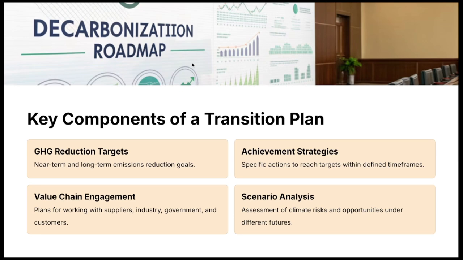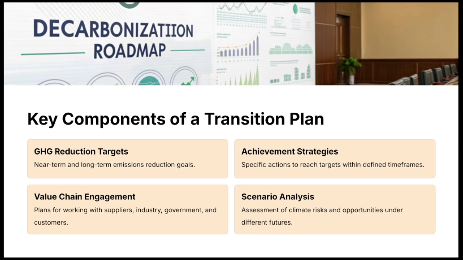And let's talk about the key components. So a strong climate transition plan includes several core components that connect your climate goals to real measurable action. First is to start with the GHG reduction target. This should clearly define both near-term and also long-term goals, ideally aligned with the science-based pathway, and having clear targets sets the direction and urgency for your transition.